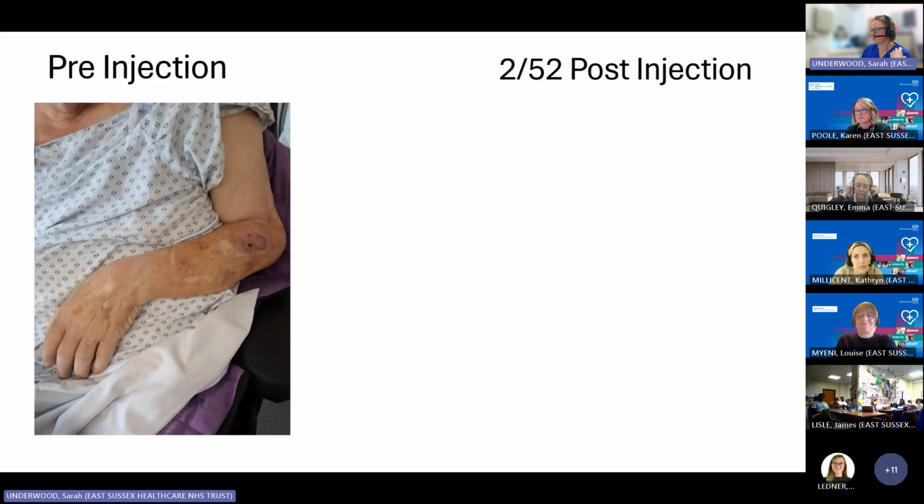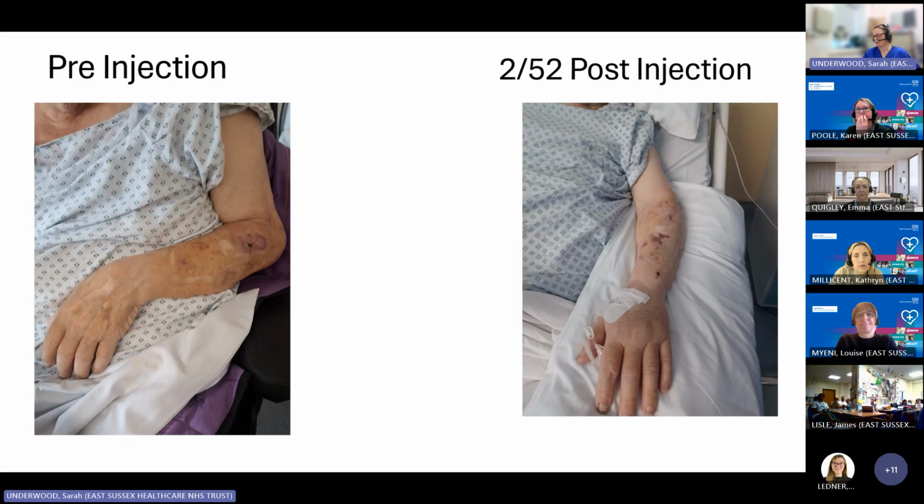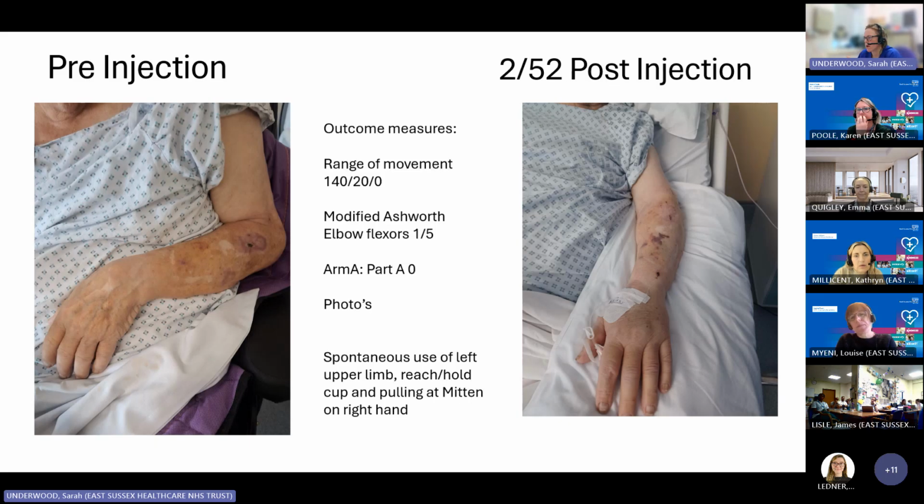Okay, so pre-injection, this is the picture you saw before. This was the natural resting position of this gentleman's arm. And then post-injection, there is a slightly different angle, but you should be able to see that the arm is much more relaxed. His range of movement was the same, so 140, 20, 0. His modified Ashworth in his elbow flexor had reduced to 1.